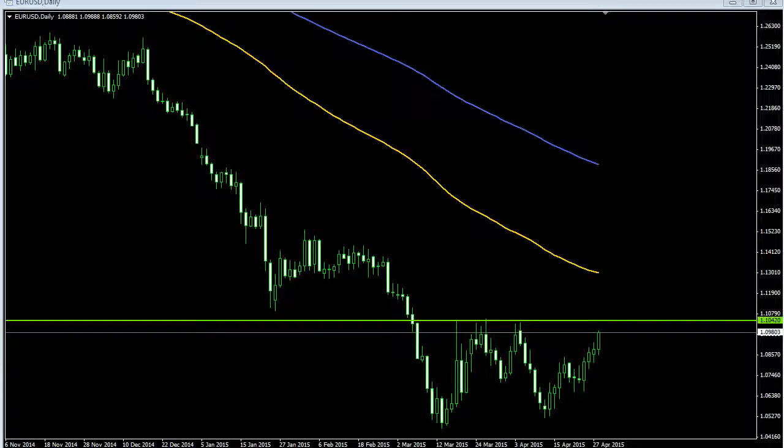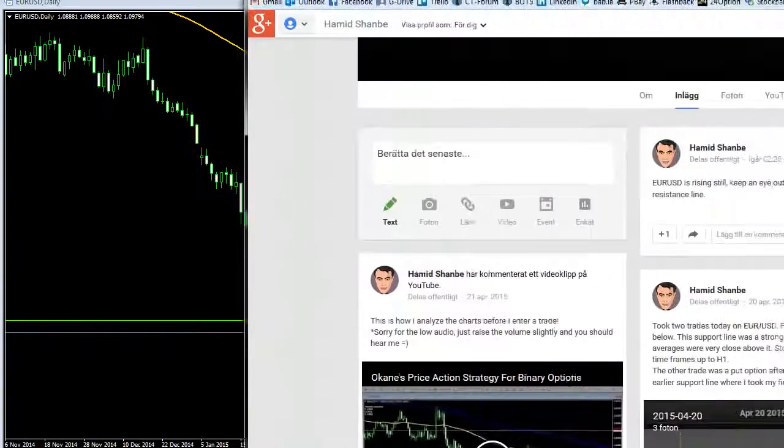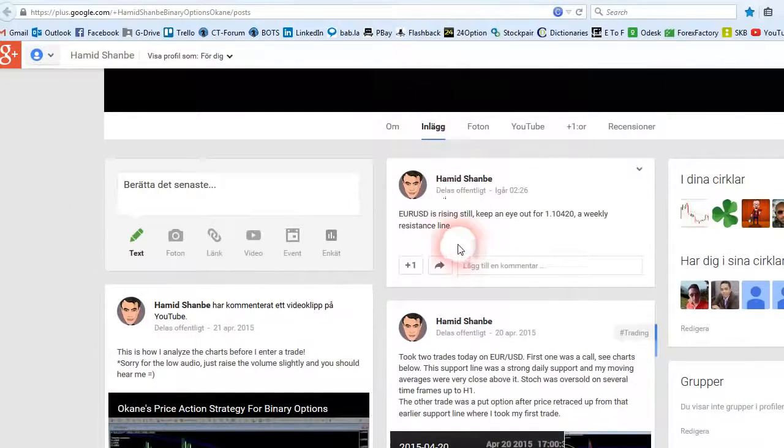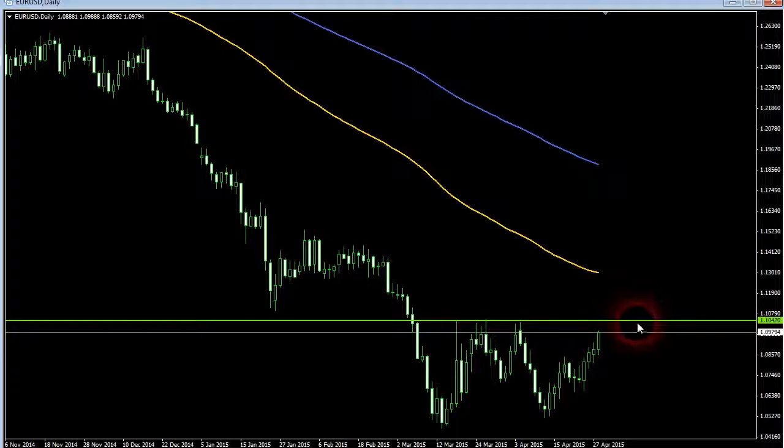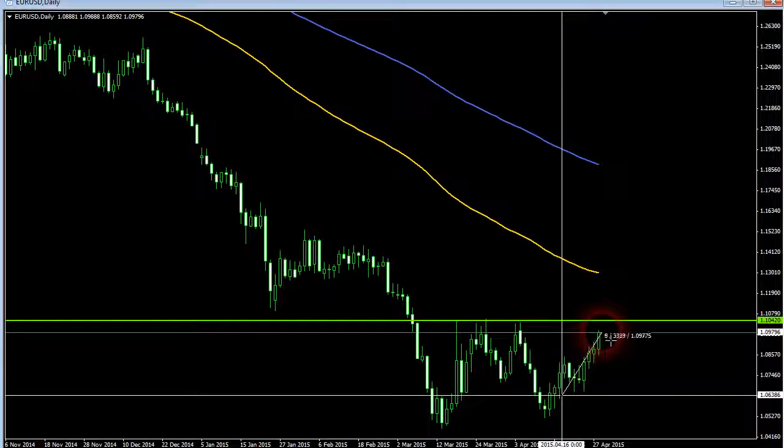As you can see, I've also posted about this a day before on my Google Plus that USD is still rising. Keep an eye out for this level here. As you can see, it's really close now. I'm not sure if it's gonna touch today or tomorrow or this month, but that's just a probability, a high probability.